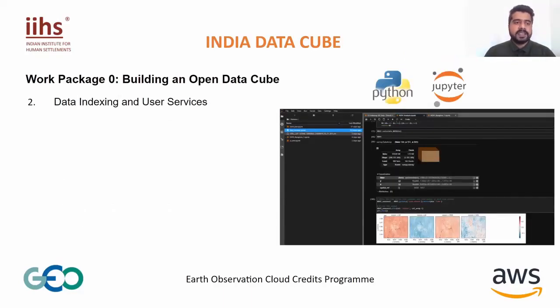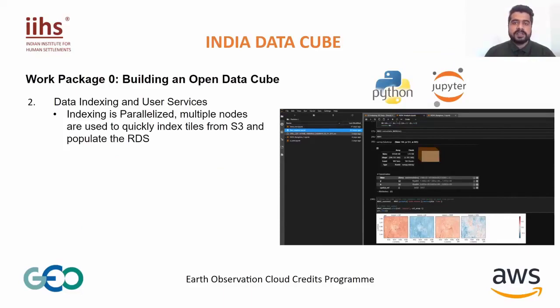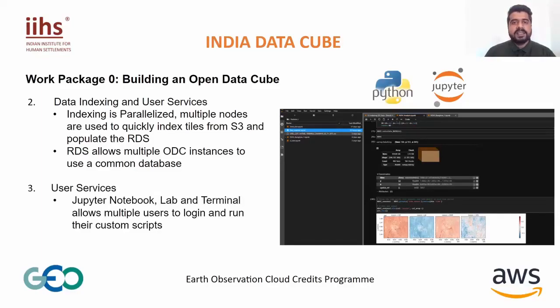The second set is the data indexing and user services part. This is where we have parallelized, multiple nodes used to index tiles directly from S3 onto RDS. This allows the advantage of multiple ODC instances that can be pulled up quickly, and they use a common database. This is directly linked to all of the user services using Python or R APIs, as well as Jupyter Notebook, Lab, and terminals that allow multiple users to log in and run their custom scripts.